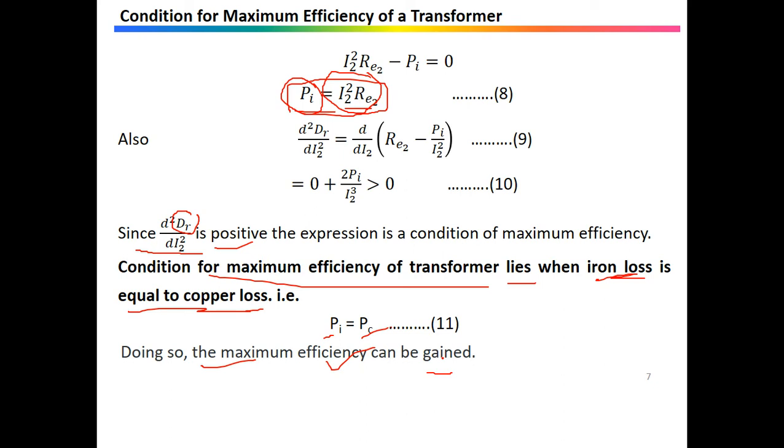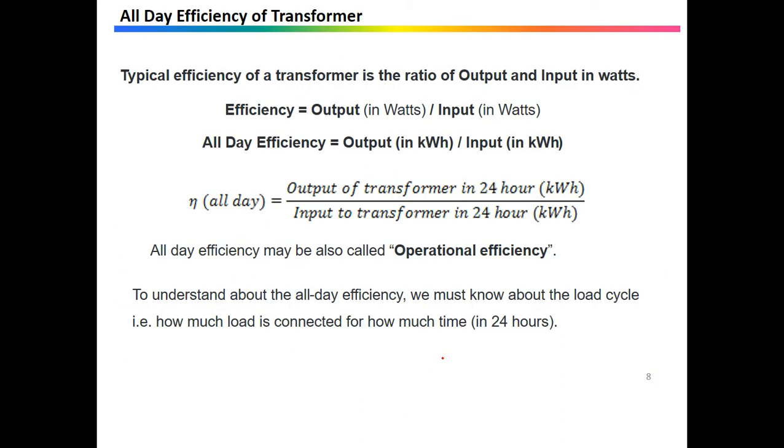Now we'll take a look at the all day efficiency. What does it mean, the all day efficiency? As you know, the ordinary efficiency, what we have just discussed, is the ratio of the output and the input. But there are a number of transformers whose performance cannot be monitored according to this efficiency formula.